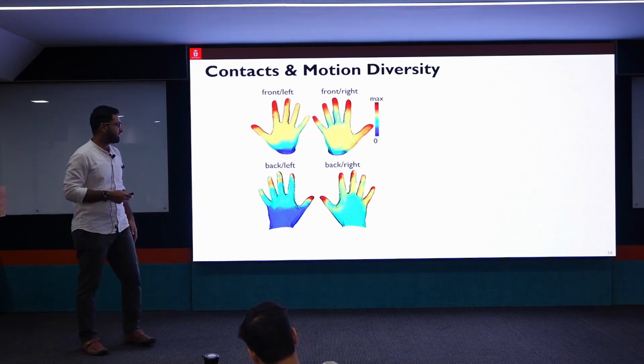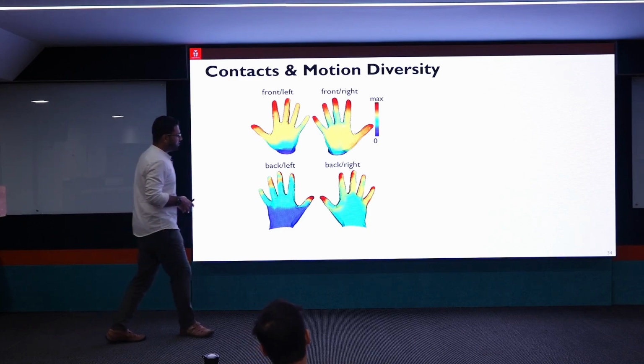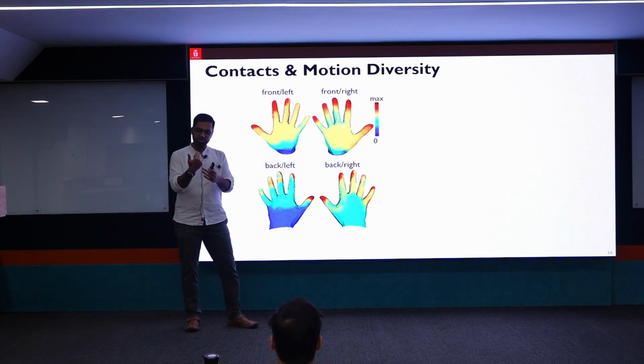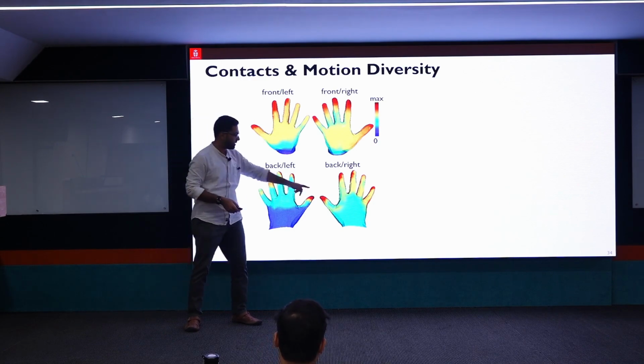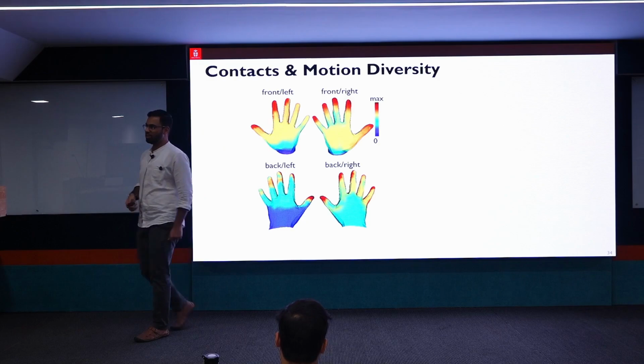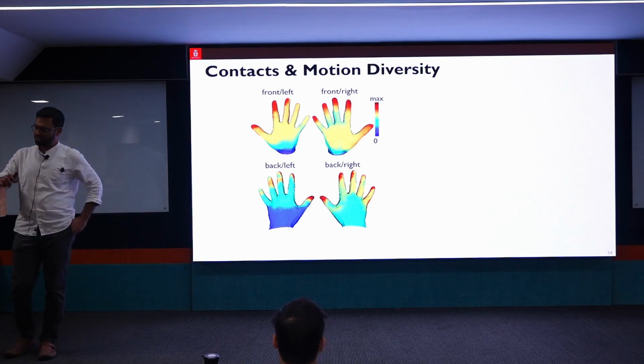So you can see things like that from the data as well. And funnily enough, you can also see that we sometimes use the back of our hand to move things around. You can see that reflected in this data as well. So I thought this was all super interesting.